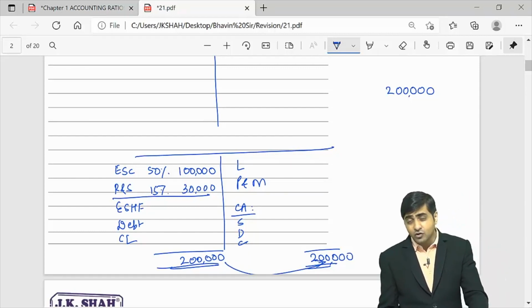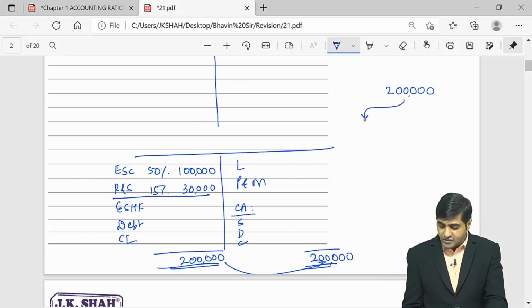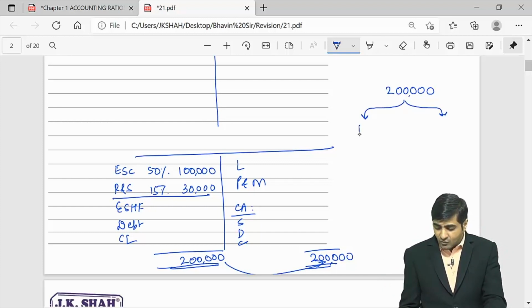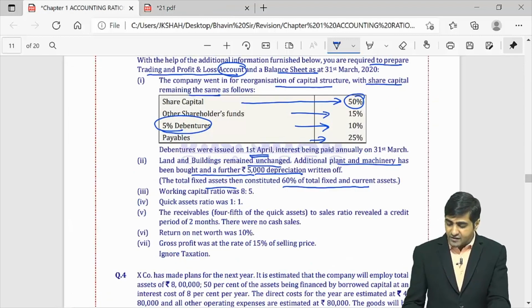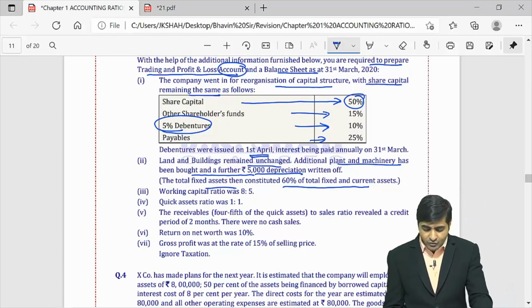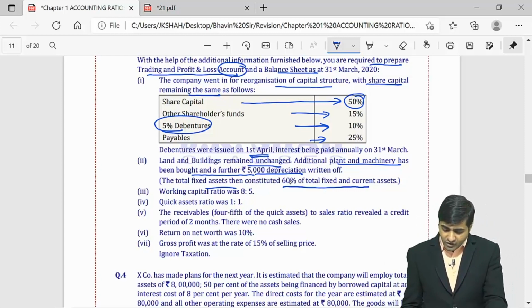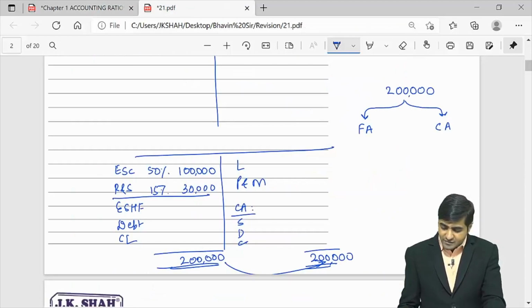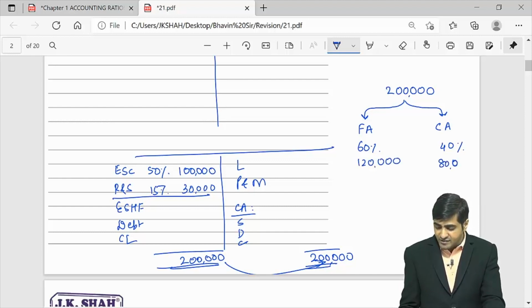Because your total of liabilities here has to match with your total of assets. Here we have the total of assets as 2 lakhs, which is going to have two components, which is nothing but fixed assets and your current assets. And they have told you that fixed assets will constitute how much percentage? It will constitute 60%, right? So your fixed assets will constitute 60%. So obviously your current assets will be 40. So this will be your 1,20,000 and your current assets will be 80,000.